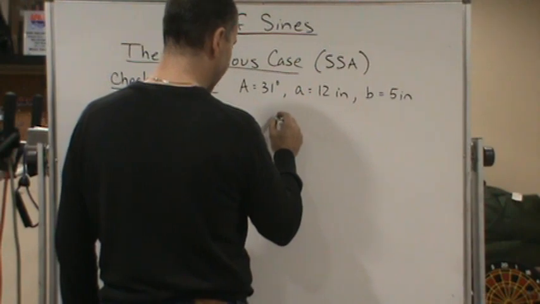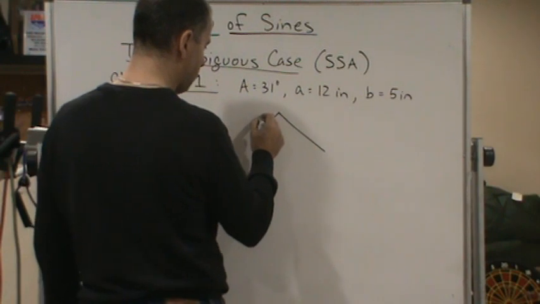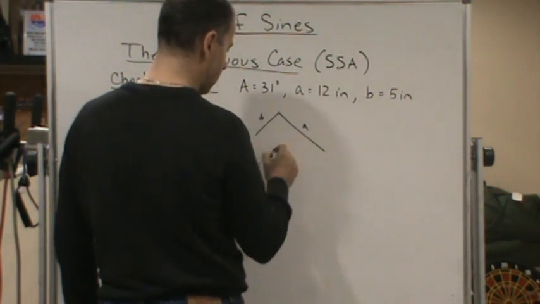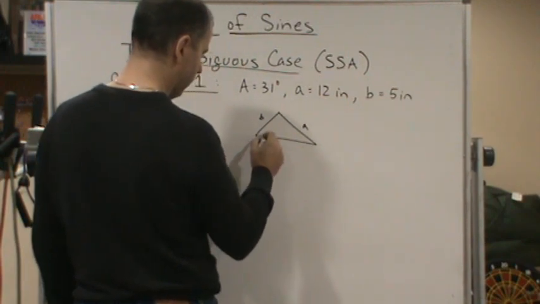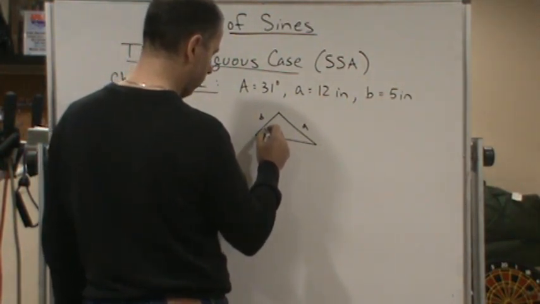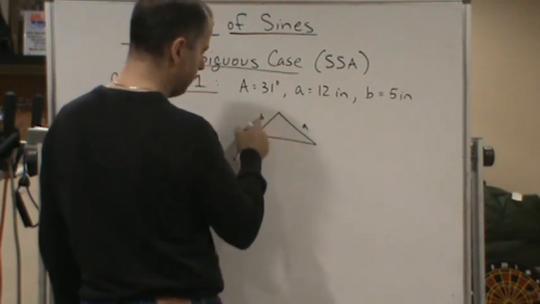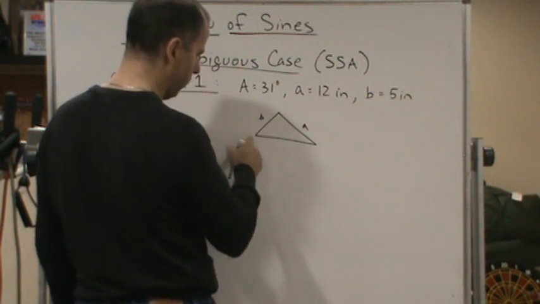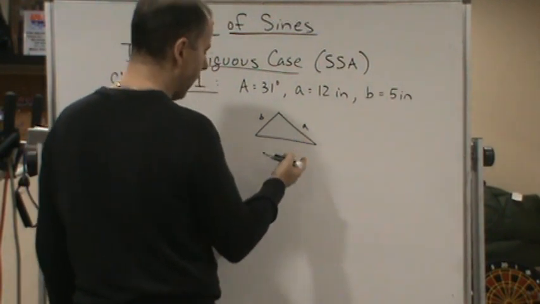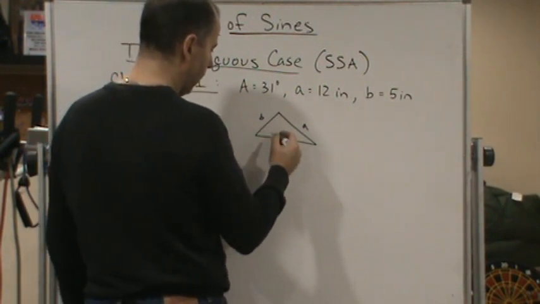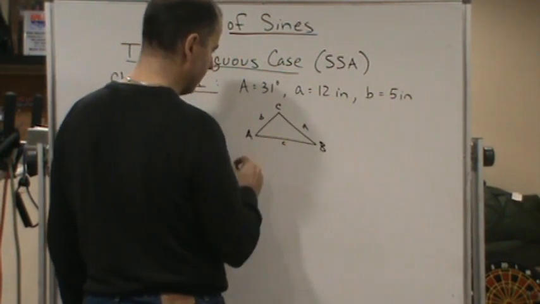So let's do this. Here's B, here's A. Since A is bigger than B, it's going to swing way over here, so it's definitely going to be bigger than H. So we only have one triangle here. So here's A, here's B, and C.